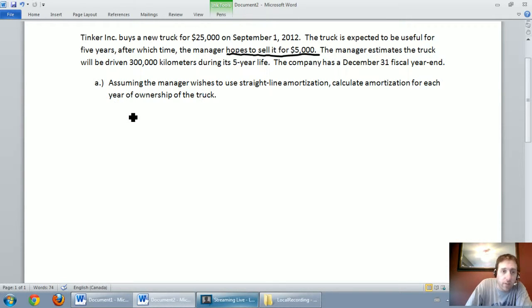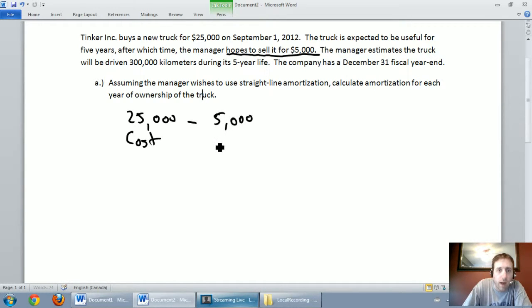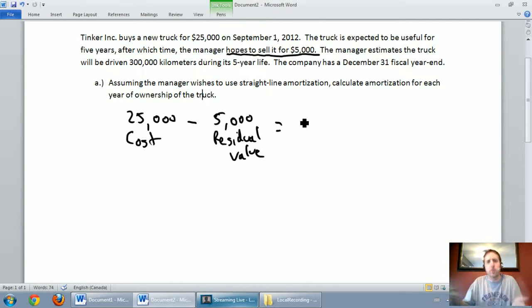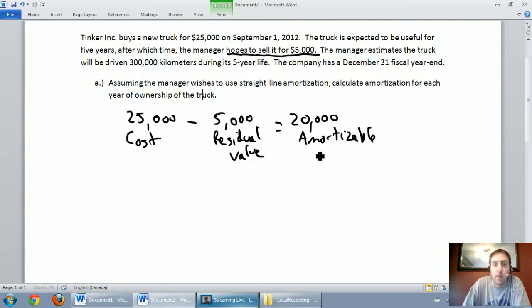We bought a $25,000 truck, and that's the cost of the asset. We have a residual value of $5,000, and that means if I have a $25,000 asset, but I think I'm going to have $5,000 left over, I only want to amortize it for $20,000, and so we call that the amortizable cost. And we're just saying we only want to reduce the value of our asset by the amount we want to amortize, and that is $20,000. So I'm going to use this number as the basis for my amortization.